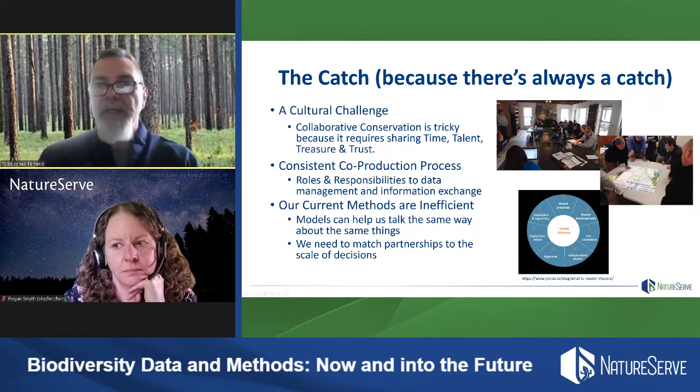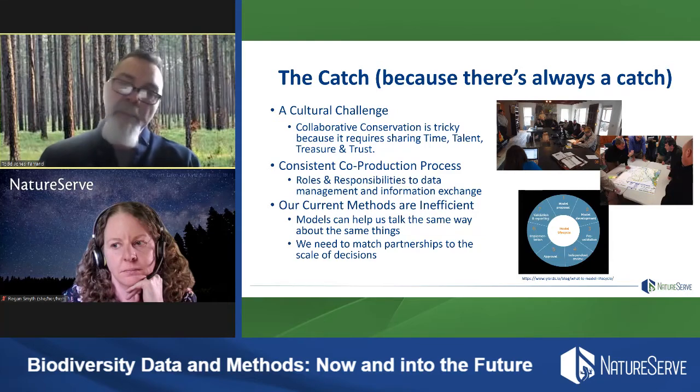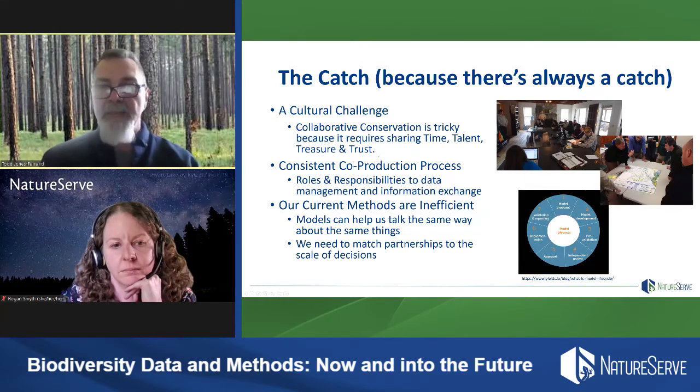Collaborative conservation is tricky because it requires time, talent, treasure, and trust, all of which we have in very short supply. Even trust among conservation organizations isn't all that high. Models can help with this because they give us a consistent co-production process. People come together, they have defined roles and responsibilities relative to data management and information exchange that helps us all understand the data and interpret it in the same way.